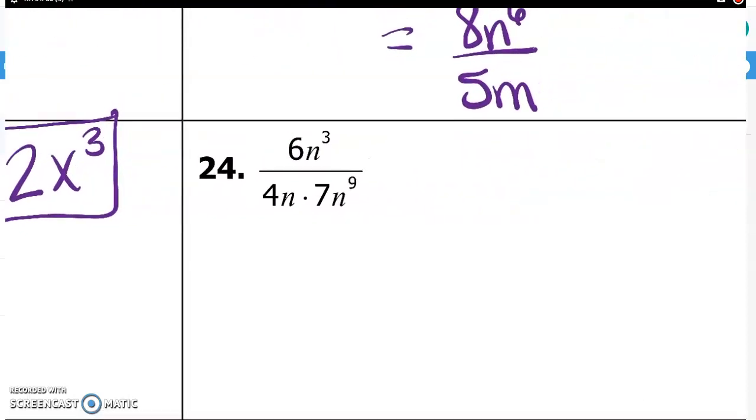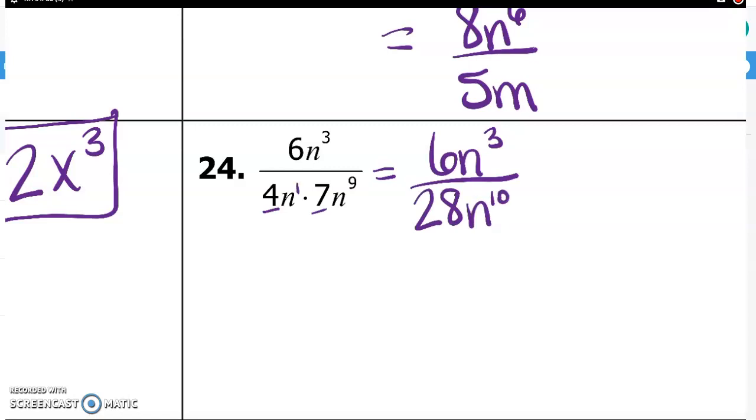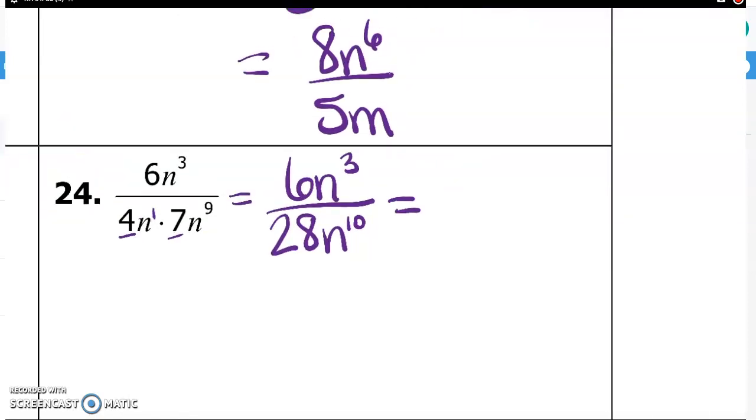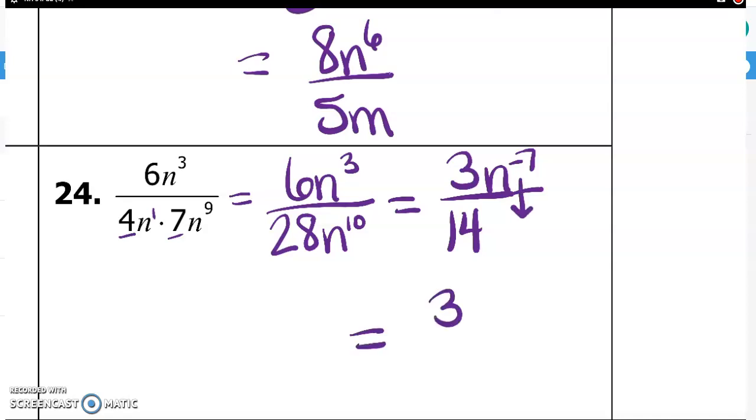For 24, this time we're going to leave the top as it is. And then the bottom, 4 times 7 is 28, n to the 10th. We add our exponents. So 6 over 28, you need to divide both of those by 2. You get 3 over 14. When you subtract, you get n to the negative 7th. 3 minus 10 would give us negative 7. So that means the n to the 7th needs to go to the bottom. So 3 over 14n to the 7th.